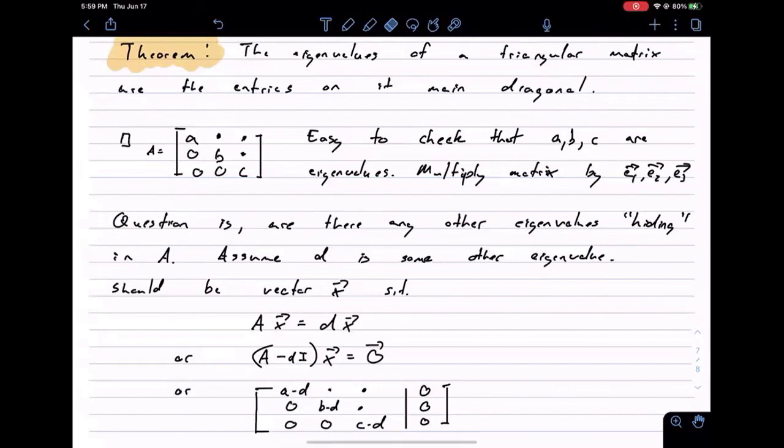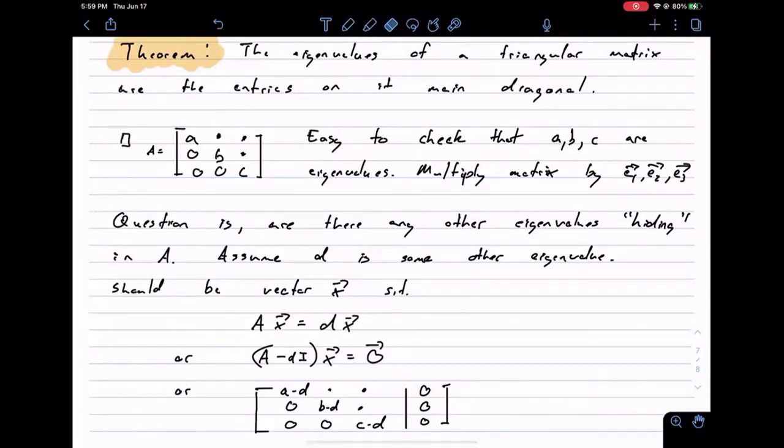It's really easy to check that A, B, and C are eigenvalues. Just multiply the matrix by the standard basis vectors, e1, e2, e3, and look at what you get. When I multiply by e1, the result should be A times e1. When I multiply by e2, the result should be B times e2, and so on. So all those are eigenvectors.